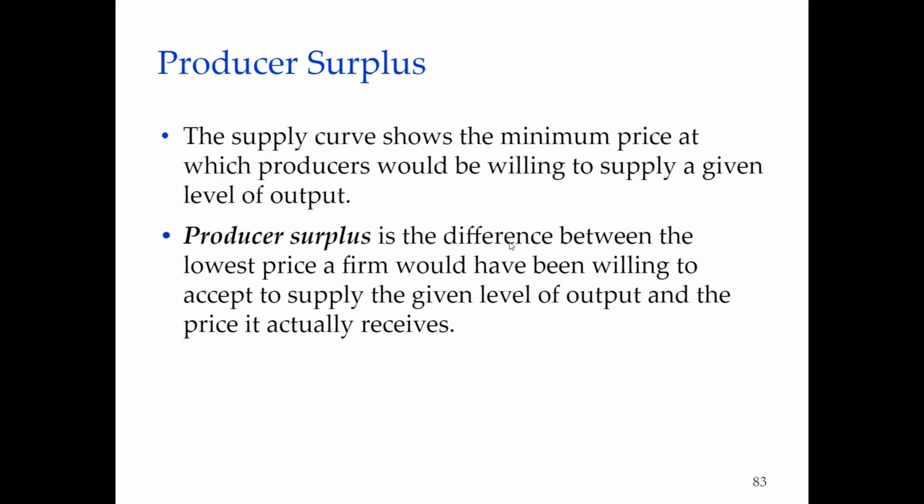Consumer surplus is equal to total benefit minus total cost. Producer surplus, on the other hand: the supply curve shows the minimum price at which producers will be willing to supply a given level of output. Producer surplus is the difference between the lowest price a firm would have been willing to accept to supply the given level of output and the price it actually receives. Does that make sense? Yes, that makes sense because producer surplus is like the benefit you as a firm receive from selling your good in the market at that price.